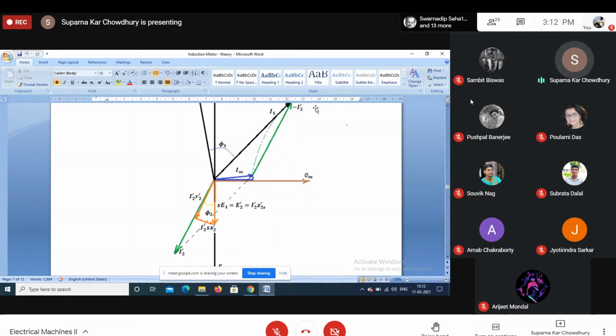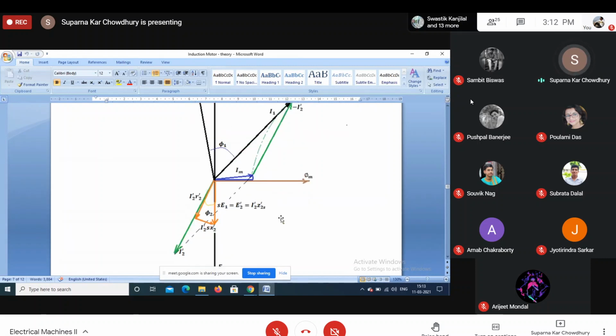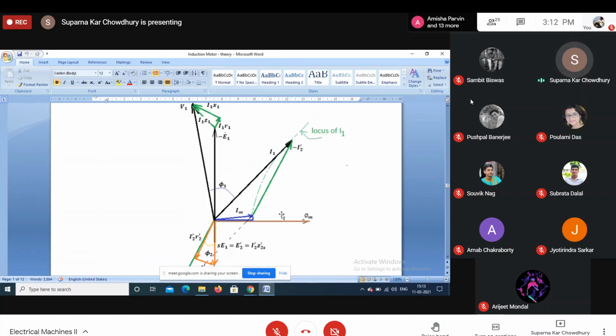Now, this was the phasor diagram which we have explained earlier. It looks similar to that of the transformer. That is, we start with the mutual flux phi as the reference. So if phi is the reference, there will be a current component which is in phase with the flux, producing the flux.